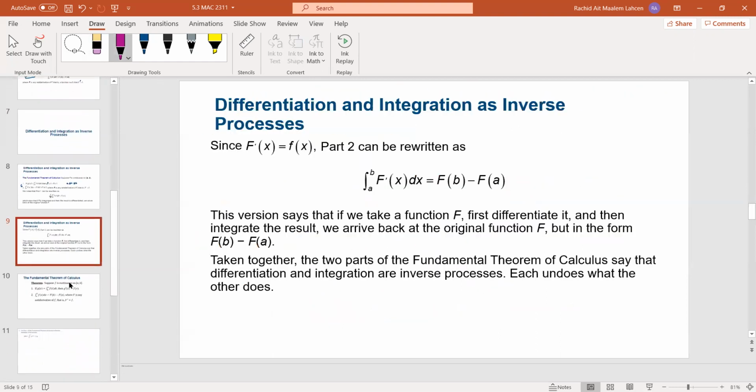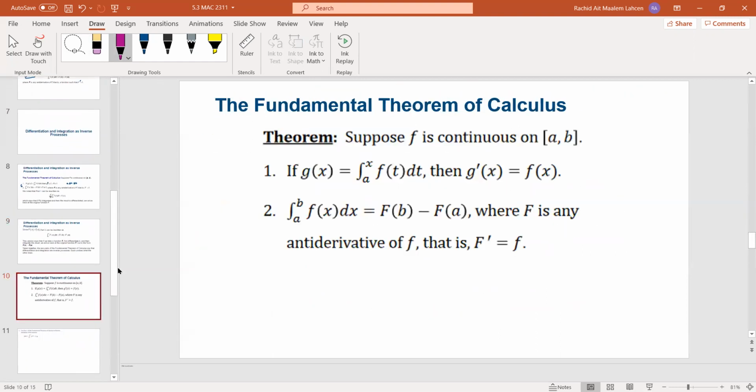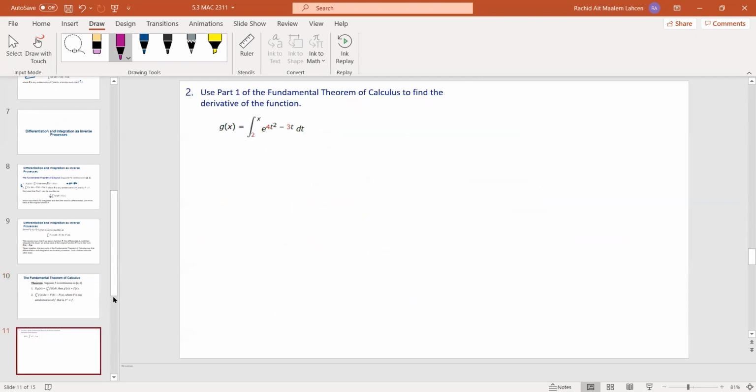All right, so let's look into some examples. Here is a summary of it to know what part one is and what part two is. So for example, here if it just says use part one of the fundamental theorem of calculus to find the derivative of the function, of course, it just means that g prime of x is going to be equal to this inside here using the x squared, the x, which means here 4x squared minus 3x. So this is part one.